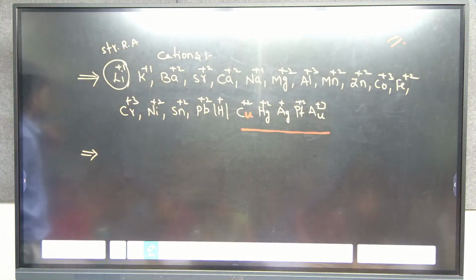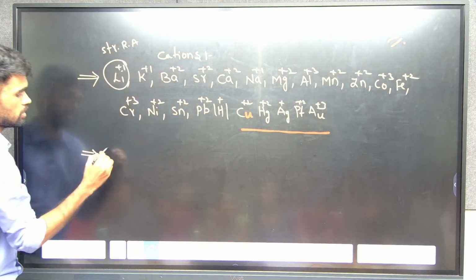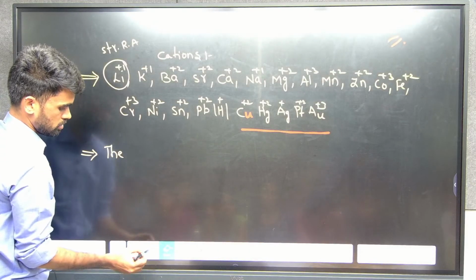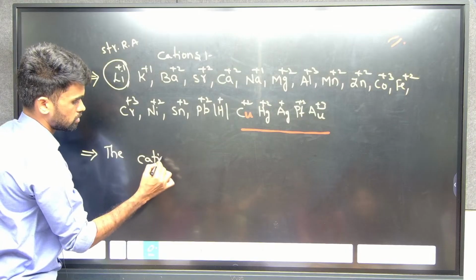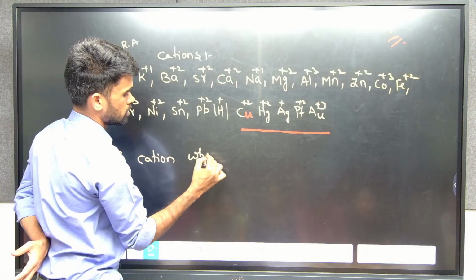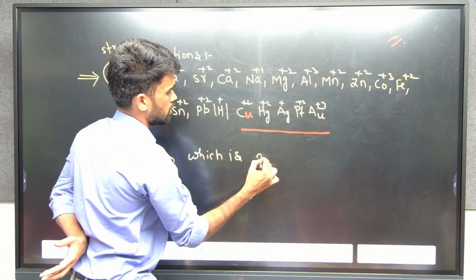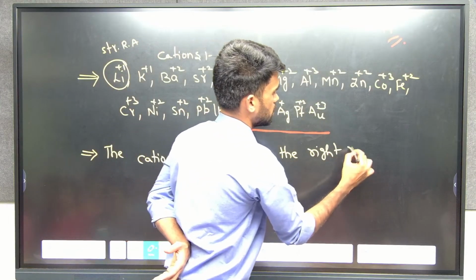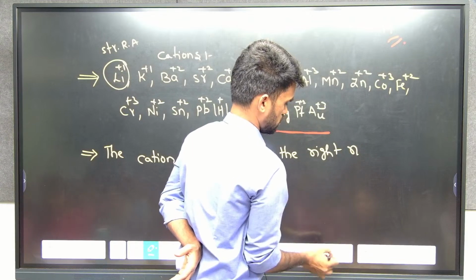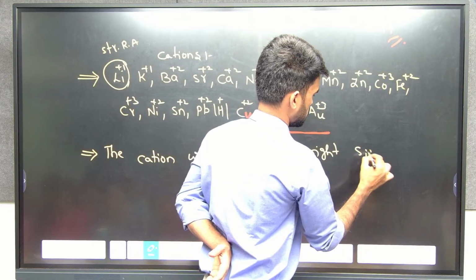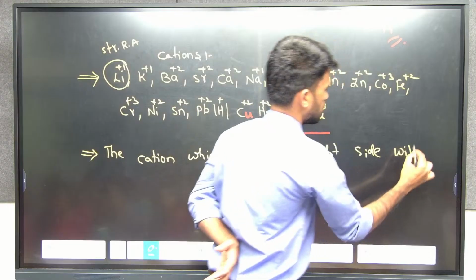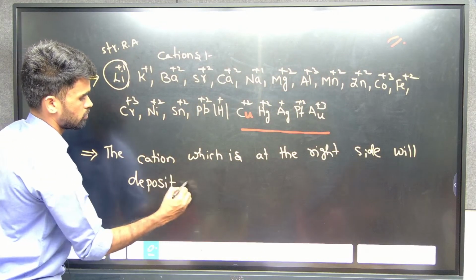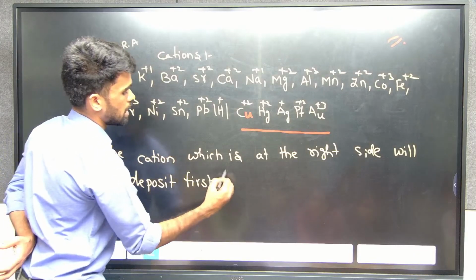You write their charges also. So now the metal ion or the cation which is at the right side will deposit first during electrolysis.